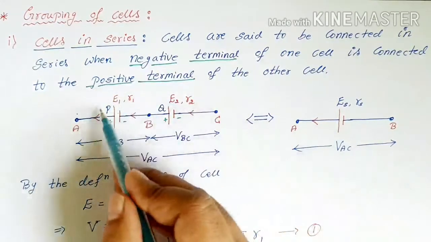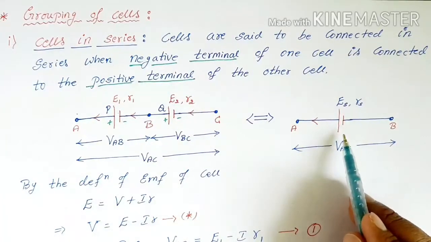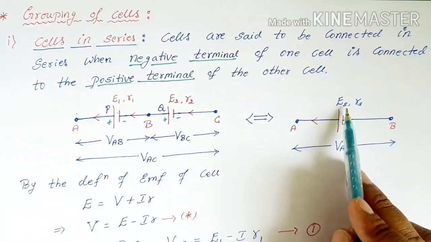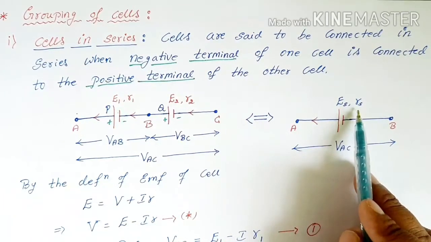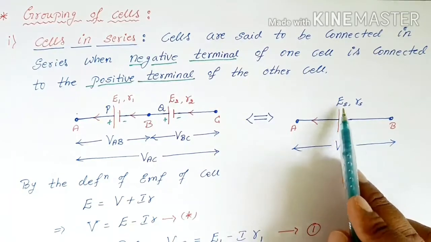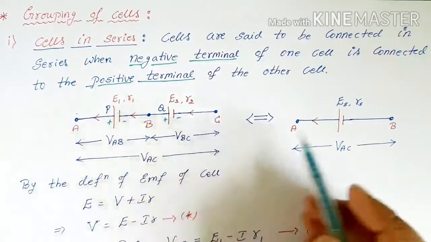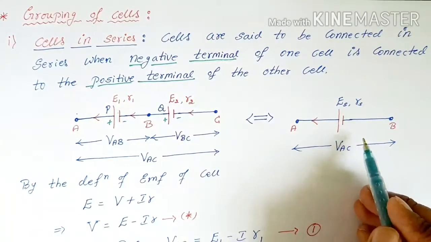Is it clear? So we can connect multiple cells in a series like this. And these two cells can be replaced with a single cell that we call as an equivalent, which is having equivalent EMF ES and equivalent internal resistance RS. Understood? This is a single cell which replaces the two cells, and we call this circuit as a equivalent circuit. Got it?